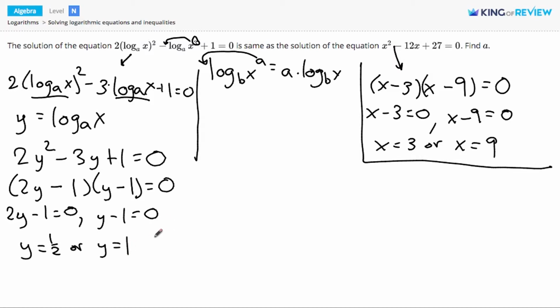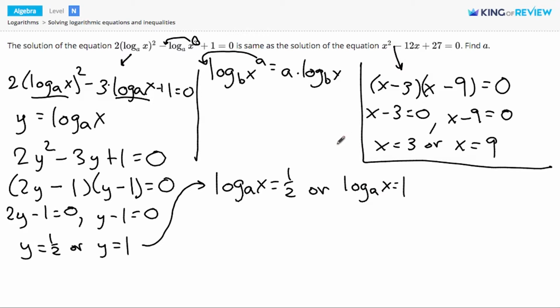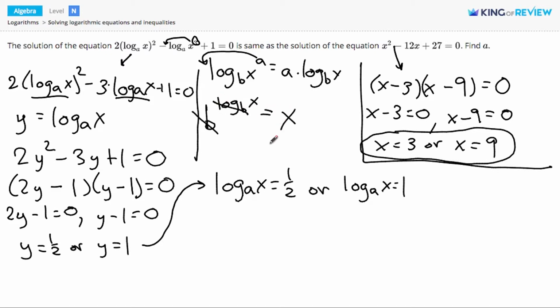But now I need to turn this back into a problem about x. So let's replace y with the log base a of x. We know it has to equal 1/2, or the log base a of x equals 1. Now I need to solve for x so I can compare it to my solution over here on the right. So let's use another property of logs that says if you have some base b and you raise it to the power log base b of x, b is now the base of an exponent and a log. Those two are inverses so they cancel each other out, and we're just left with x.